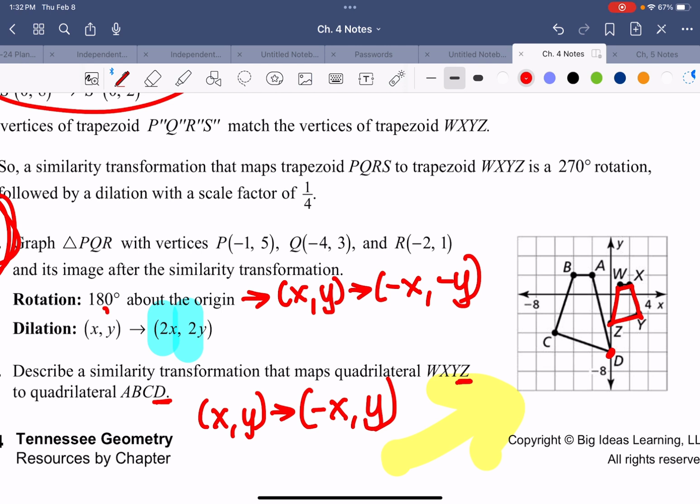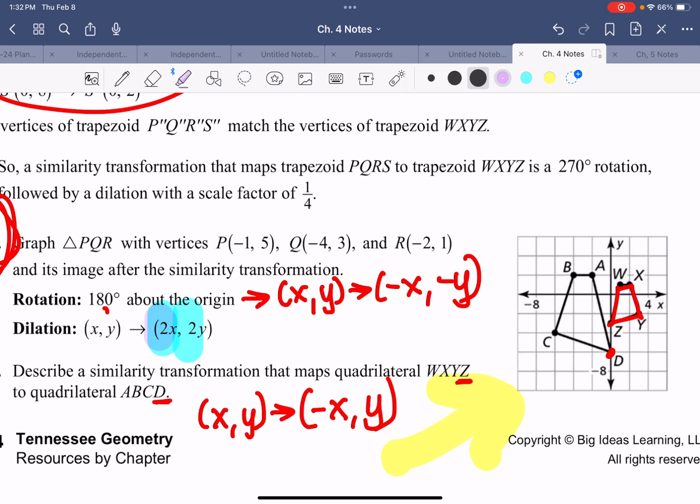Then I want to look and see, from D to C, let's count the slope. It went 1, 2, 3, and up 1. And then Z to Y, ooh, that one's a little bit harder. That's a whole lot harder to count. 1.5. It looks like we are doubling each one of those. So that is where you're going to get your K of 2.